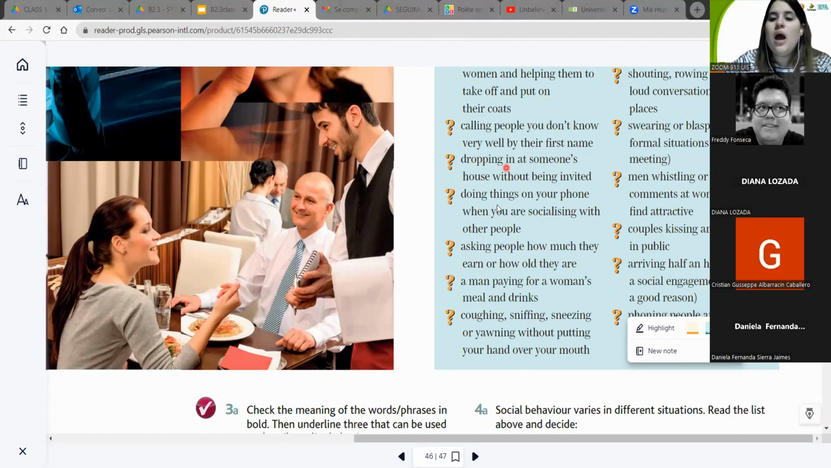Doing things on your phone when you're socializing with other people. What do you think about this one? This is very common nowadays. What do you think?